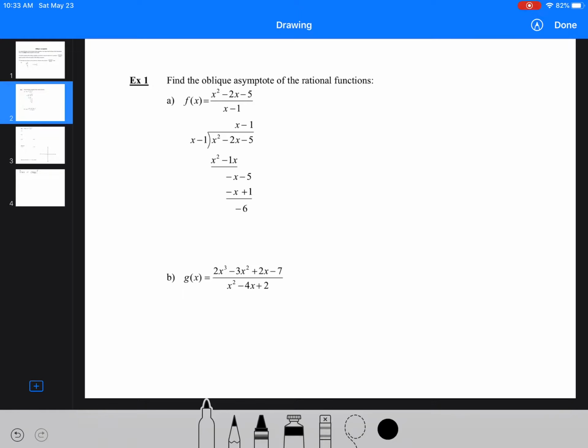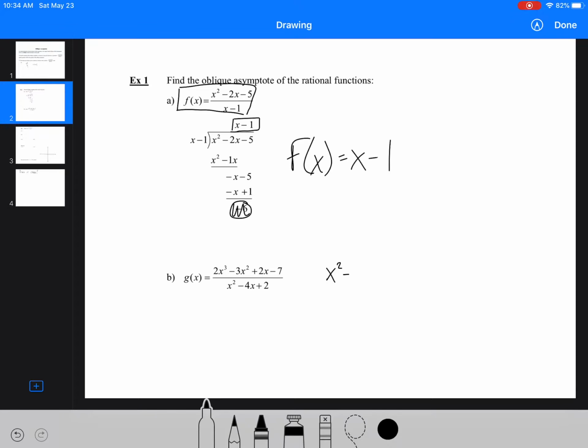So for an example like this, if we're looking at this equation here, and we do the long division, which we've shown here, what we're going to find out is that our slant asymptote is f of x equals x minus 1. We don't have to worry about the remainder, it can kind of go away, and we're just dealing with this equation. Okay, so what we're looking at in this bottom one is we're going to do the division.